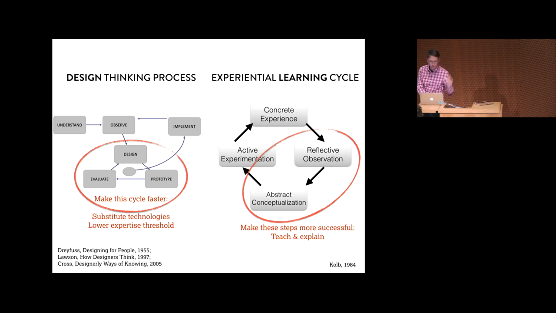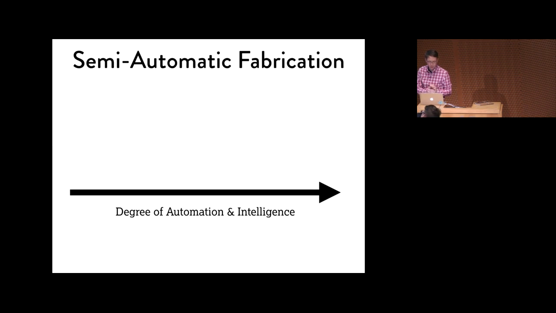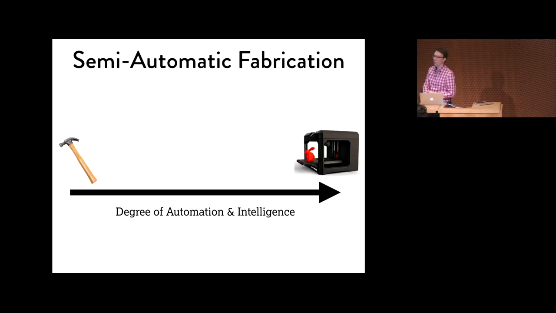I think just as a future outlook, because you asked about augmented reality, we're interested in a space of semi-automatic fabrication. Think of a spectrum of automation, a degree of automation and intelligence. If you go to Home Depot and you buy a hammer, there's no automation and no intelligence. If you buy a 3D printer, everything is automated. You make your model and you press start. If you buy a power tool, you get automation but no intelligence. You get a motor on a stick.